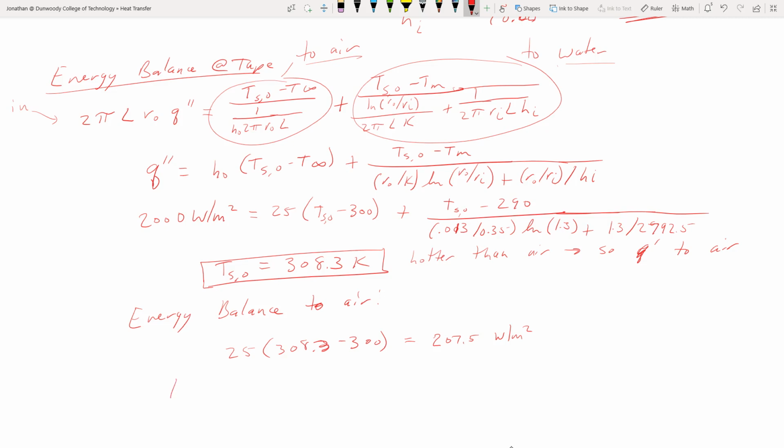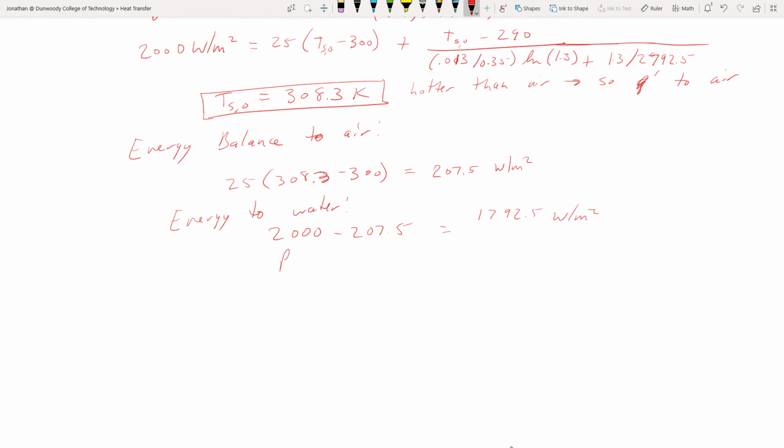So energy to water is 2,000 minus 207.5. That works out to be 1792.5 watts per meter squared. As a percentage, 1792.5 over 2000 works out to be right around 90% flowing into the water.